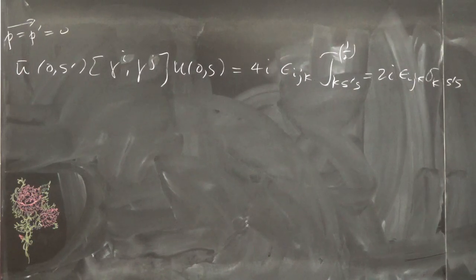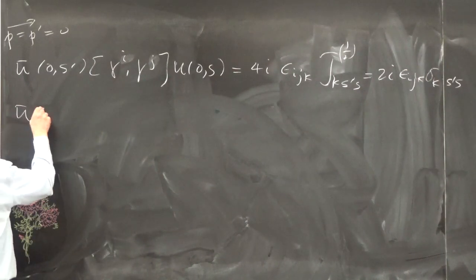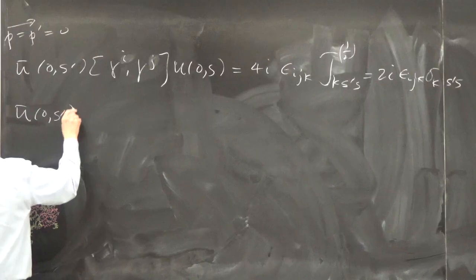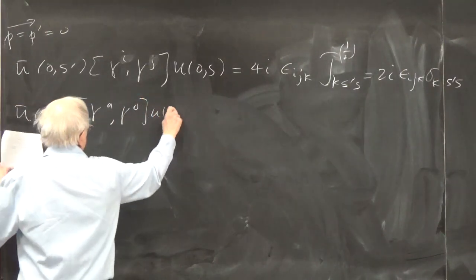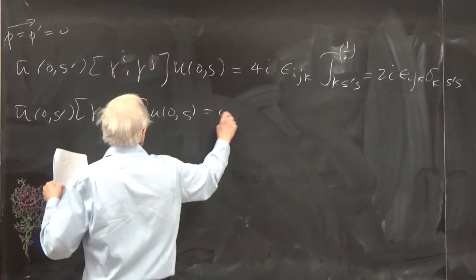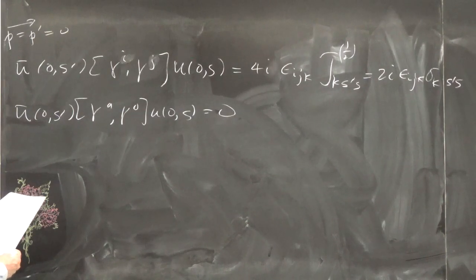And then the other one, the boosts really don't play a role here. u of 0, s prime, gamma^a, gamma^0, u of 0 and s, this is just 0. This is not immediately obvious to me why that's so, but it is so.